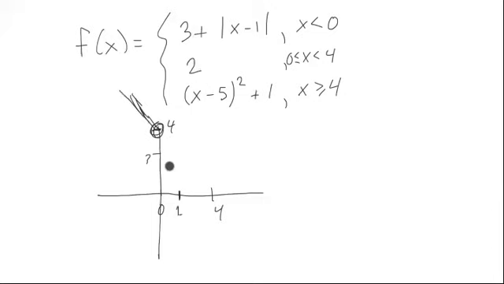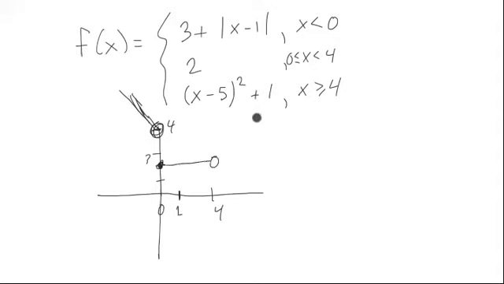Okay, so that's that part of the graph. Now, the next one, from 0 to 4, we have the 2 going on here. It's equal to 2 at the value 0, and it goes all the way to 4, not including it.